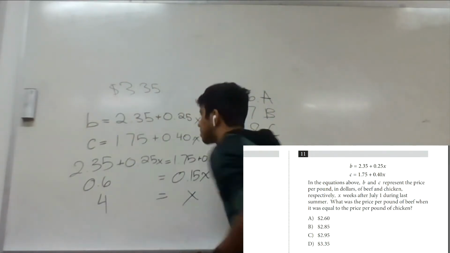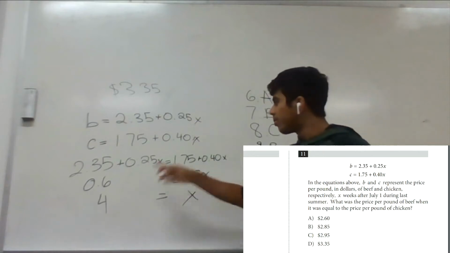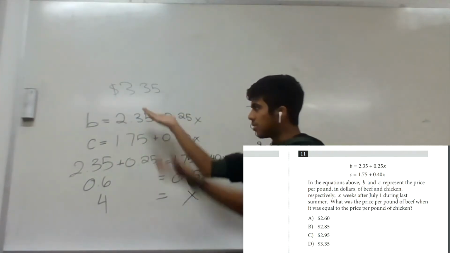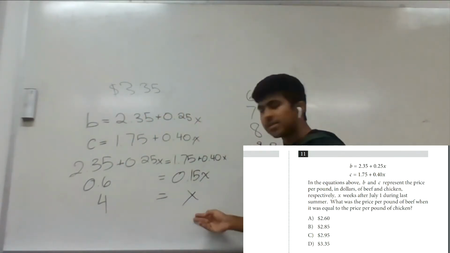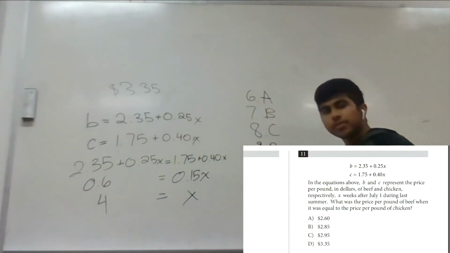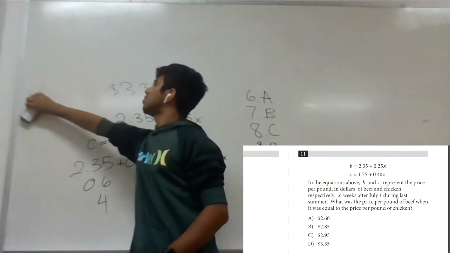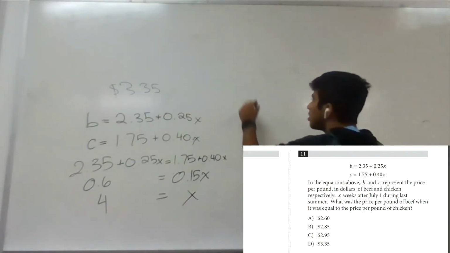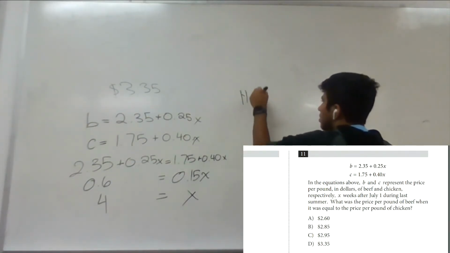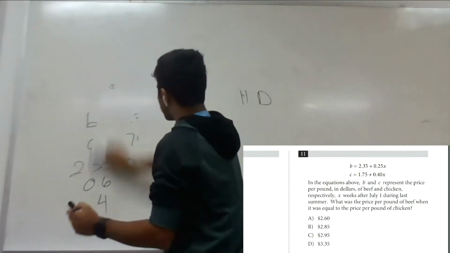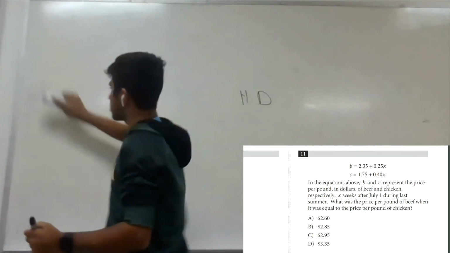$3.35. And same thing here, you can plug this in. You get 1.75 plus 1.6, which gives you 3.35. Obviously, they're the same when this happens, so they're going to give you the same thing. Our answer is 3.35, which is choice D. Choice D, 11 is D. Okay, and we can keep going to the next question.